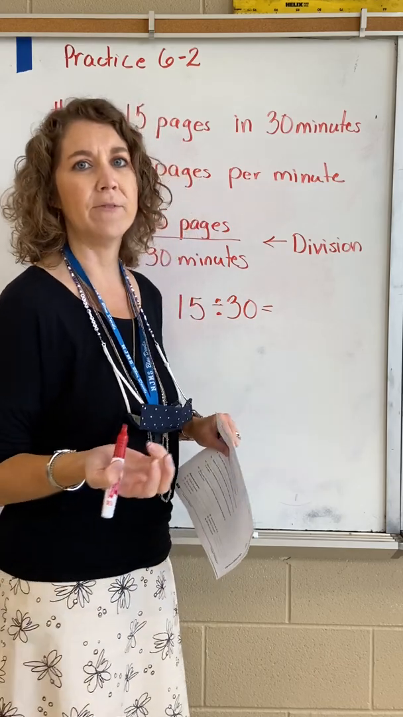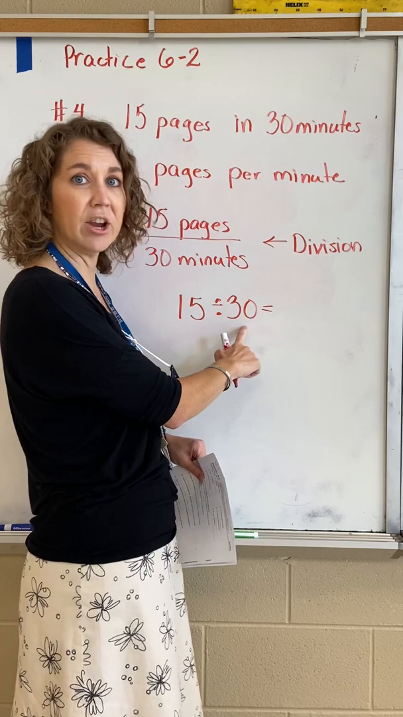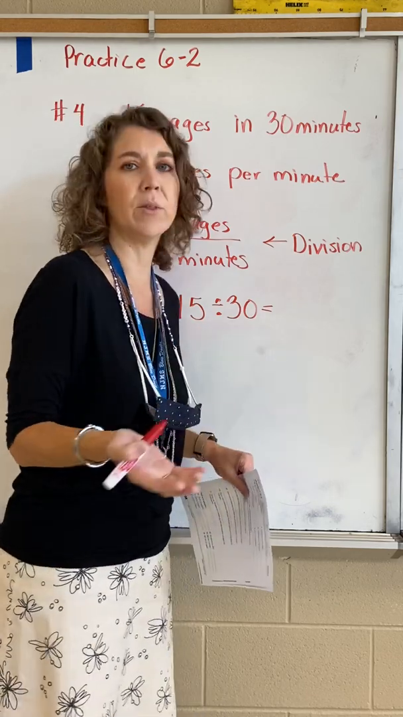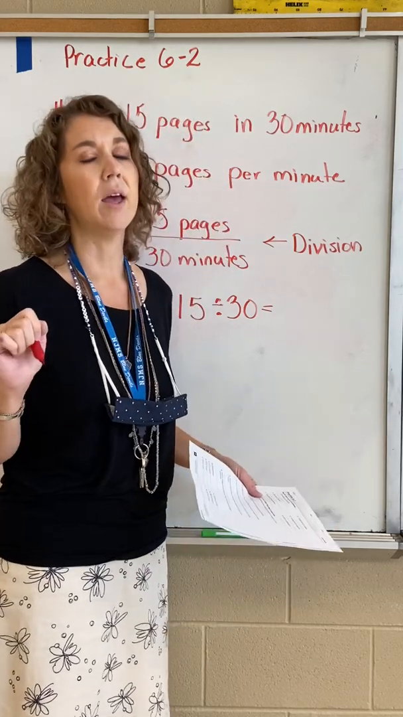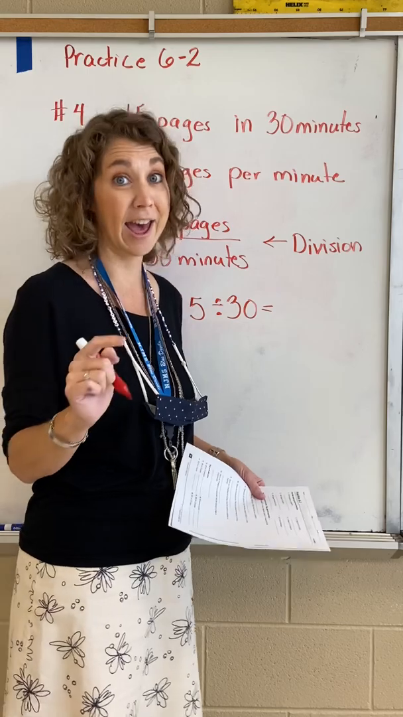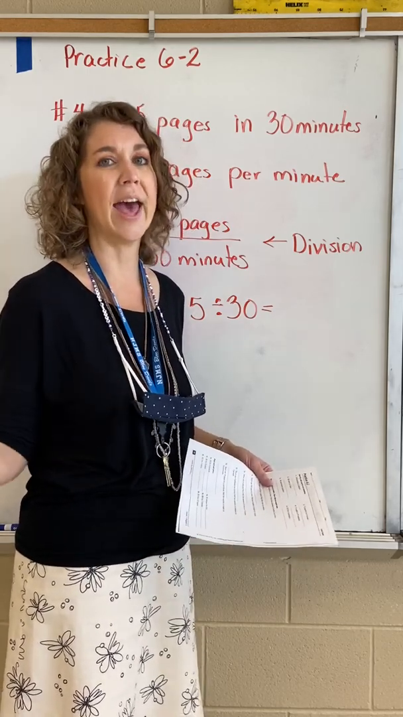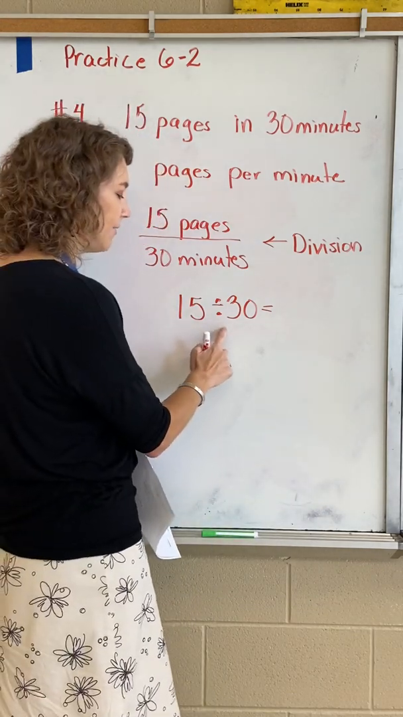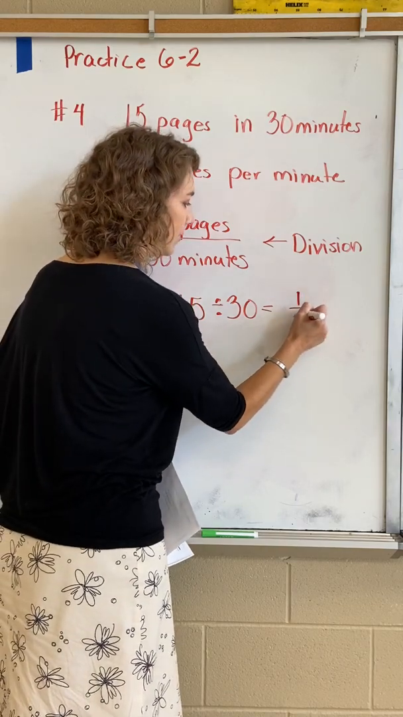15 divided by 30. Sometimes it's easier to put it in something more relatable. So what if I had 15 cookies and I had 30 people that needed to share them? I only have 15 cookies and 30 people. Well, you might say there's not enough. You need 30 cookies if 30 people are going to share them, but you can always cut those cookies in half. If you had 30 people and 15 cookies, everyone could get half of a cookie. So 15 divided by 30 is going to equal 1/2.